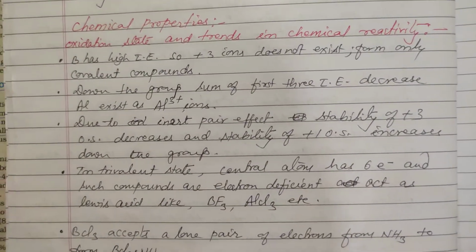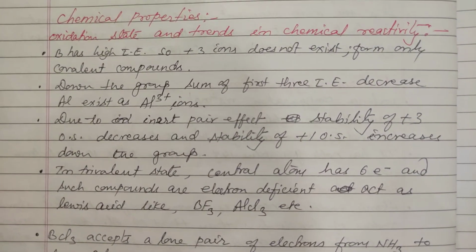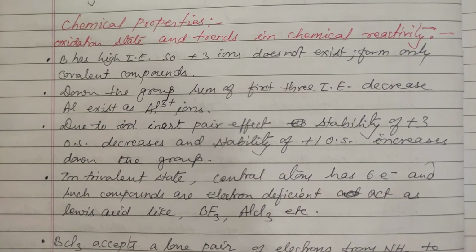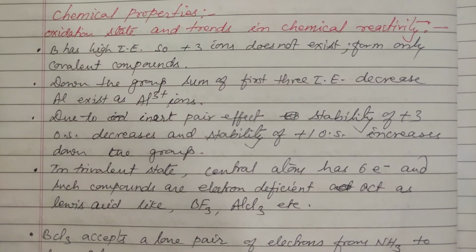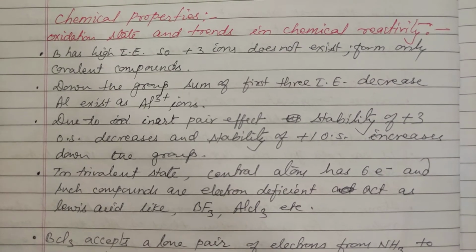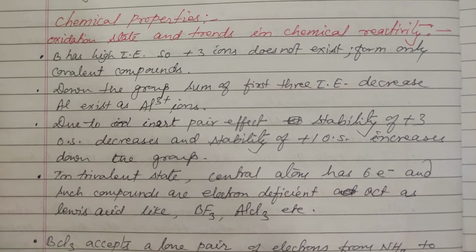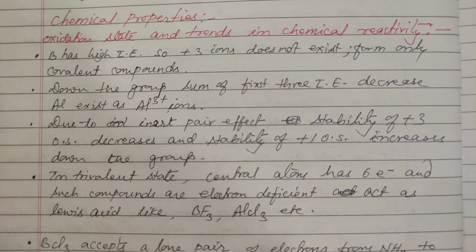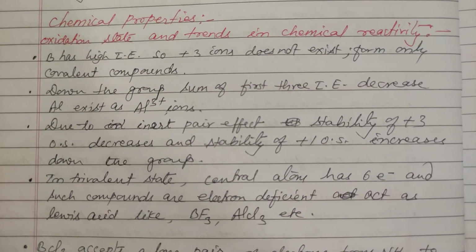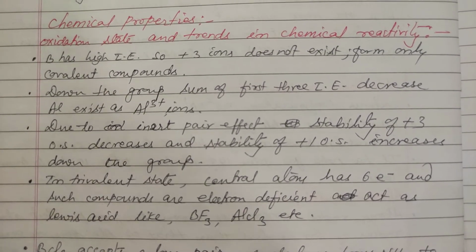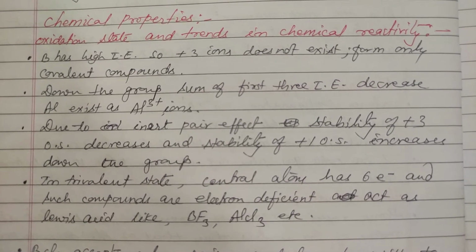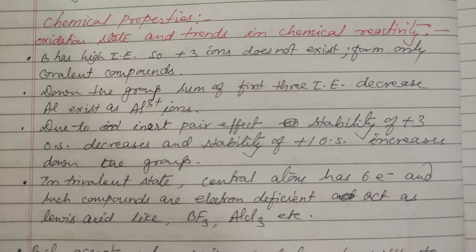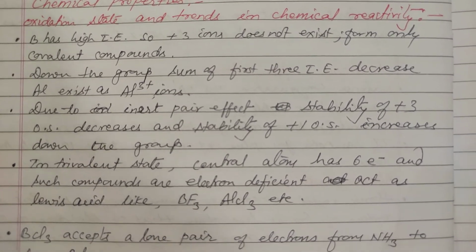Now come to the chemical properties. Oxidation state and trends in chemical reactivity. Boron has high ionization enthalpy, so the +3 ion does not exist. They form only covalent compounds. Down the group, the sum of the first 3 ionization enthalpies decreases. Therefore, aluminum exists as the Al3+ ion.